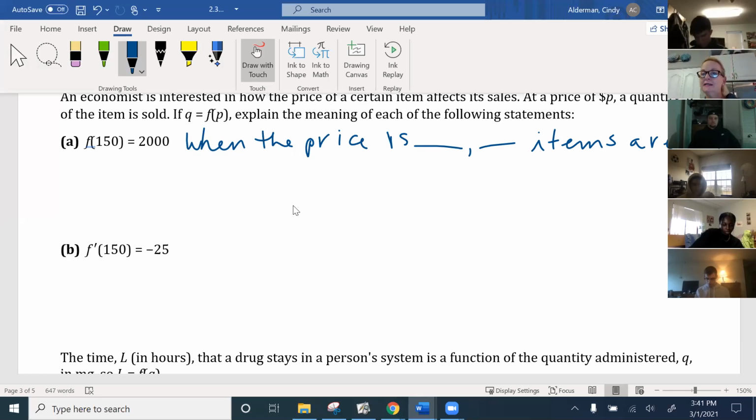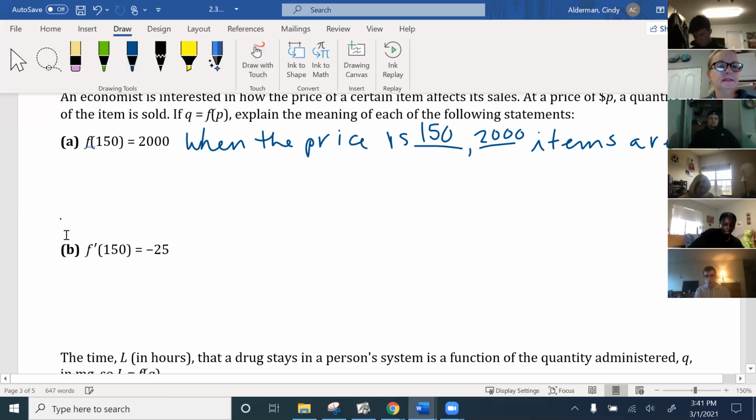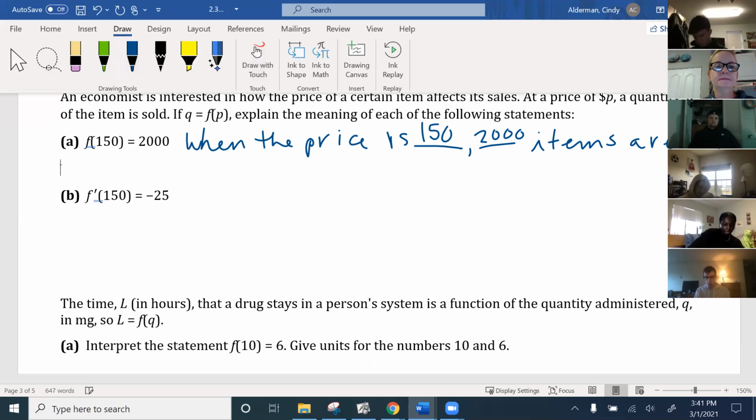So if you put something in, something else comes out. So the input is the price, 150. Yeah, so when the price is 150, you're going to make 2,000 items.